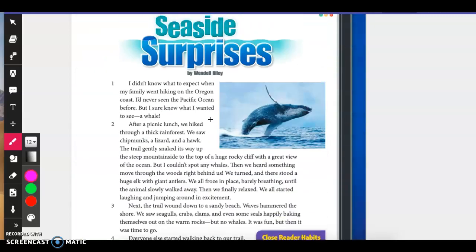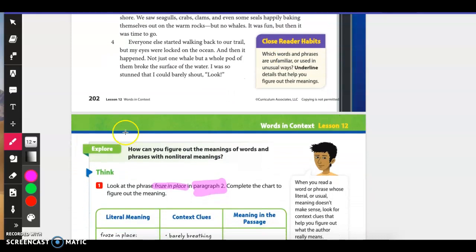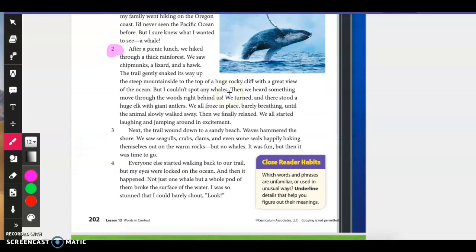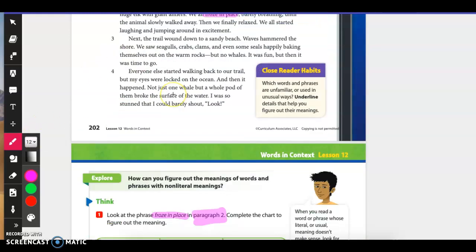So let's go back up to paragraph 2. Right here's where you will be working. And you're going to look for the phrase froze in place. So I'm just skimming this paragraph to look for those words. Here it is, froze in place. We all froze in place, barely breathing, until the animal slowly walked away. Froze in place.